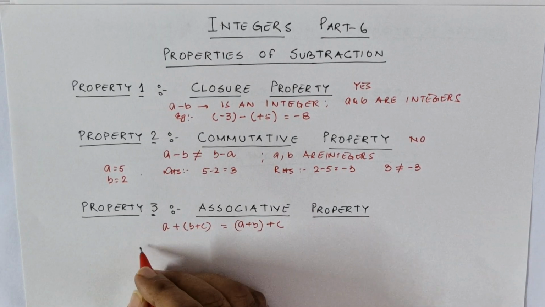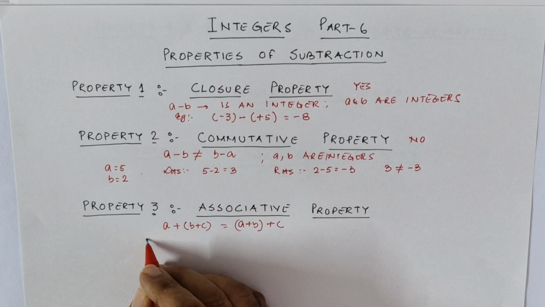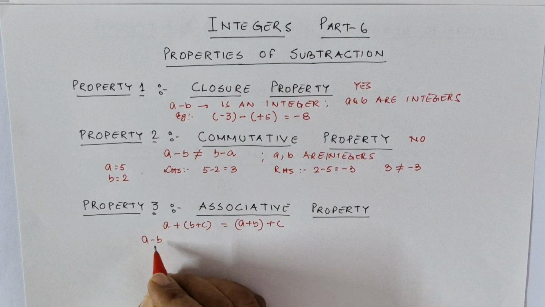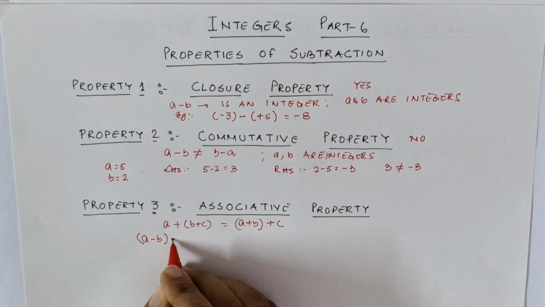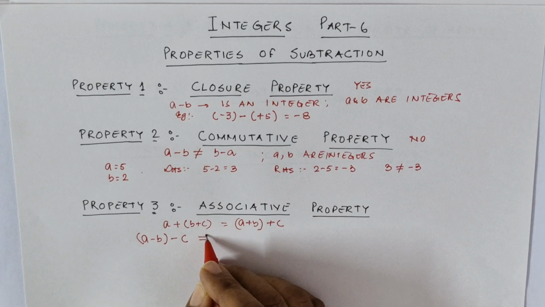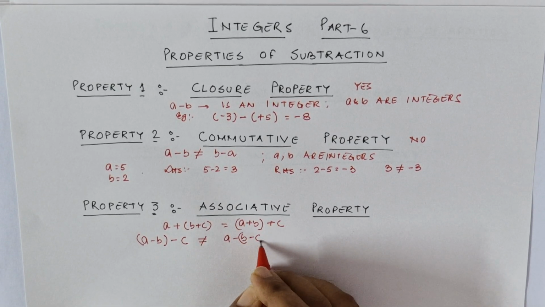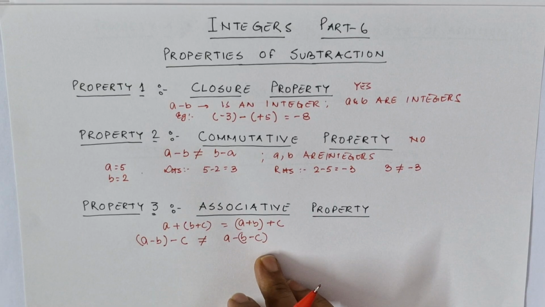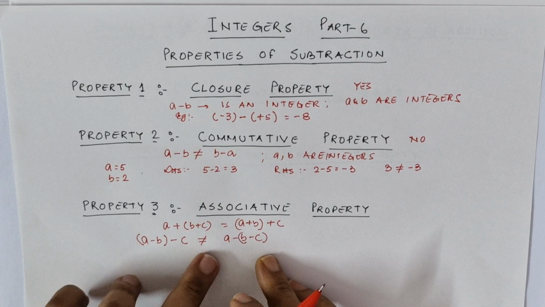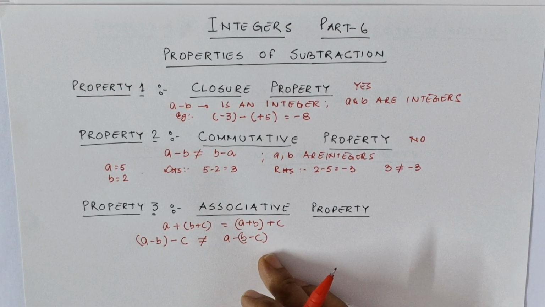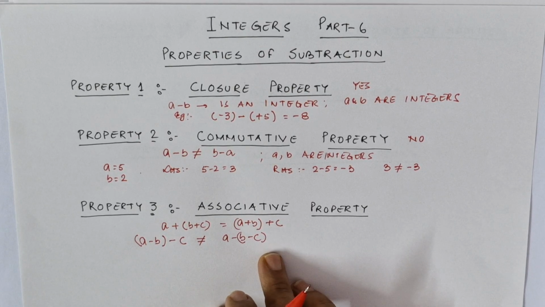But here in subtraction, a minus b, let's say I group this one, minus c is not equal to a minus b minus c, grouped differently. I change the grouping, but the result will not be the same if I change the grouping. I'll show you an example and I will prove this in an equation.